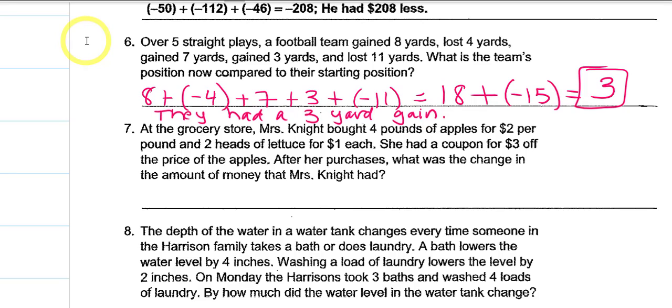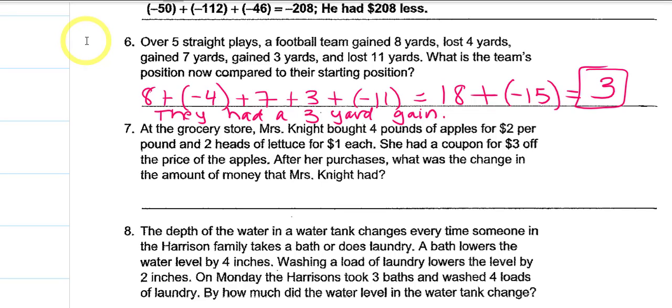Number 7. At the grocery store, Mrs. Knight bought 4 pounds of apples for $2 per pound and 2 heads of lettuce for $1 each. She had a coupon for $3 off the price of the apples. After her purchases, what was the change in the amount of money that Mrs. Knight had? Okay. So there's a lot to really break down in this problem, so let's take a look at it.